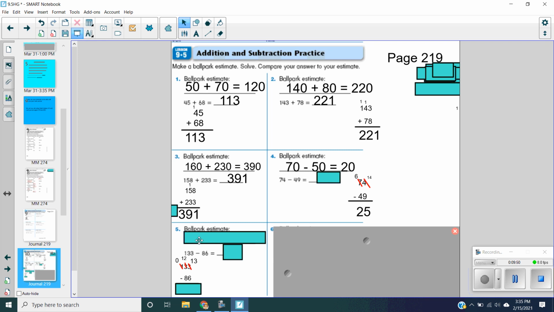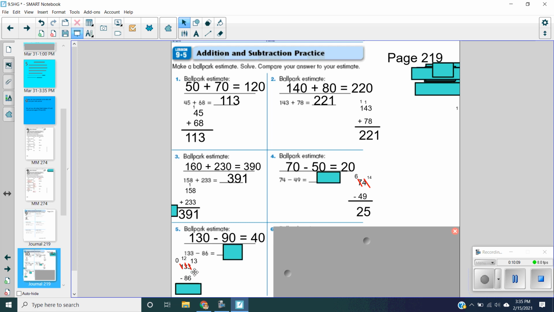For number 5, so 133, I rounded that to 130. 86 I rounded to 90. 130 minus 90 is 40. And then when I'm solving, this one got a little bit trickier. So I wrote down 133 minus 86.